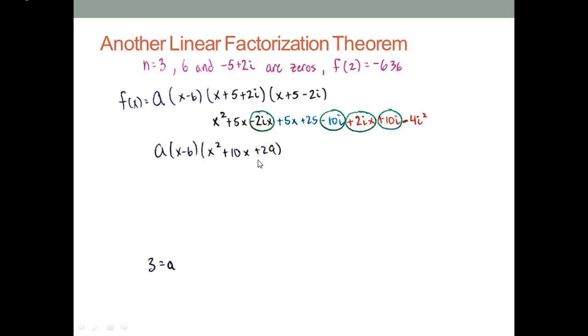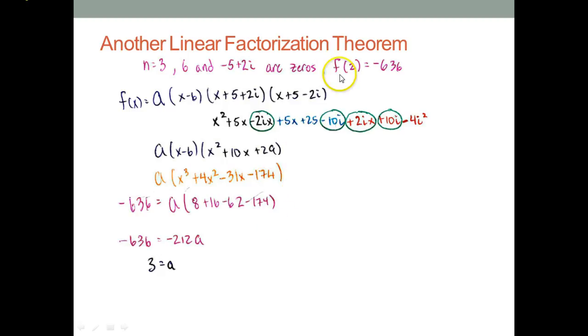All right, this is fantastic. So now what I have is I can actually just FOIL out the x minus 6 with this one. It's a lot of work, but I get x cubed plus 4x squared minus 31x minus 174. So here, this is where this value comes into play, and it's in the same bright purple or bright pink color as I had before.